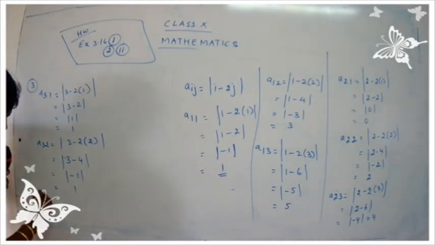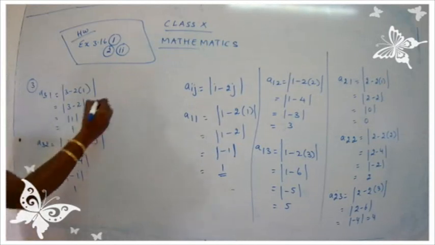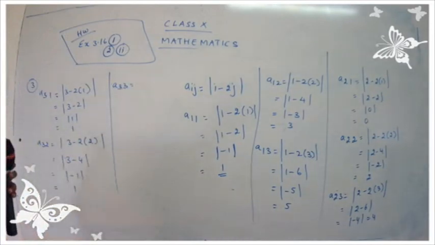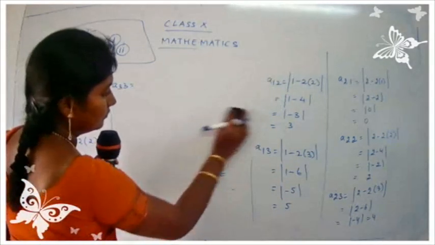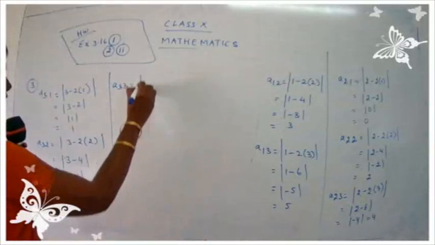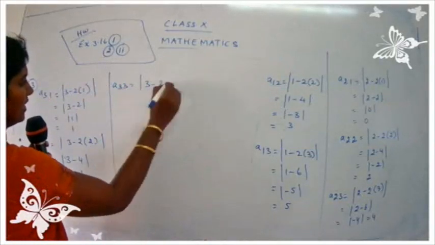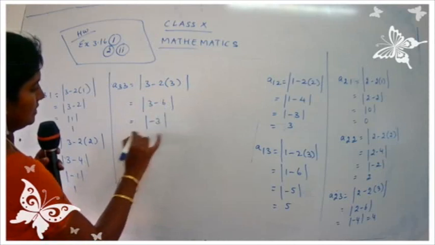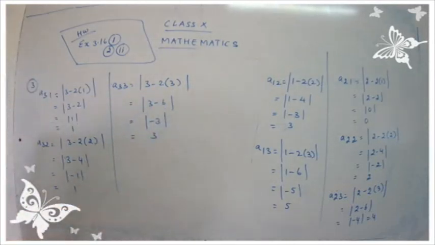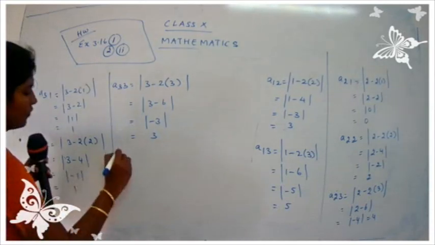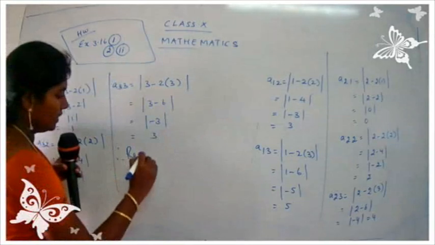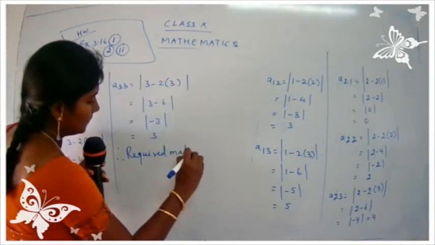3, 3. I'll just continue 3, 3 over here. A33. i is 3, 3 minus 2j, j is 3. 3 minus 6, minus 3, so it's 3. So we have got all the values, so let us write the required matrix. Therefore, required matrix is equal to.